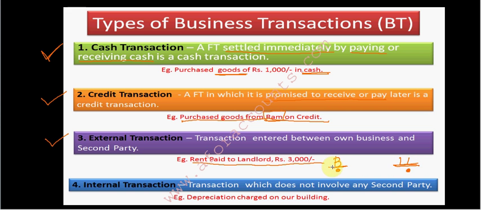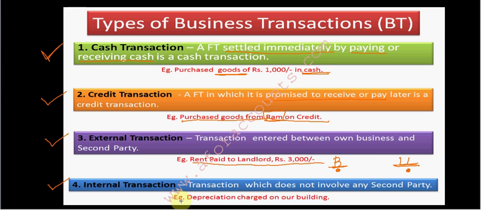So an external transaction is when the transaction is entered between your business and an outside party. Now internal transaction. A transaction which does not involve any second party. Say I charge depreciation on my machinery. The machinery is with me and I am charging depreciation to get to know the correct profit or loss of the business. So where is the third party involved? There is no other party involved. It is my machine and I am charging depreciation in my books of accounts. Such a kind of transaction will be called your internal transaction.